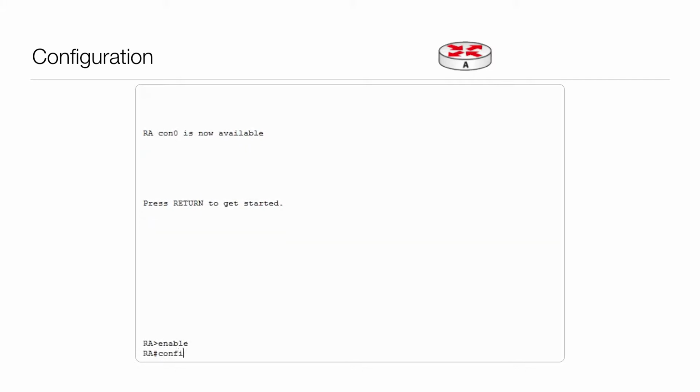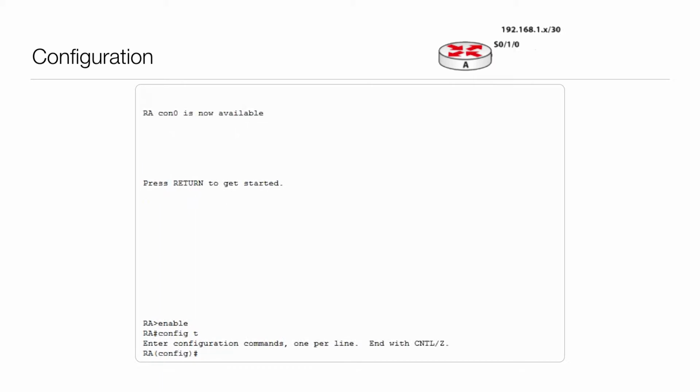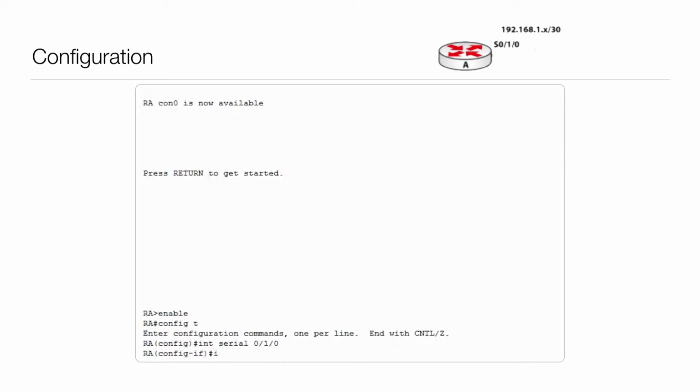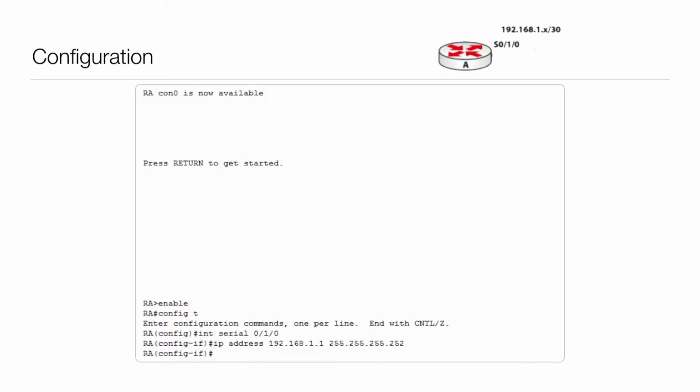So we're connected to router A. The first thing we need to do is set up our interfaces. So, configure terminal. Select our serial interface. So we've got our serial interface and IP address.